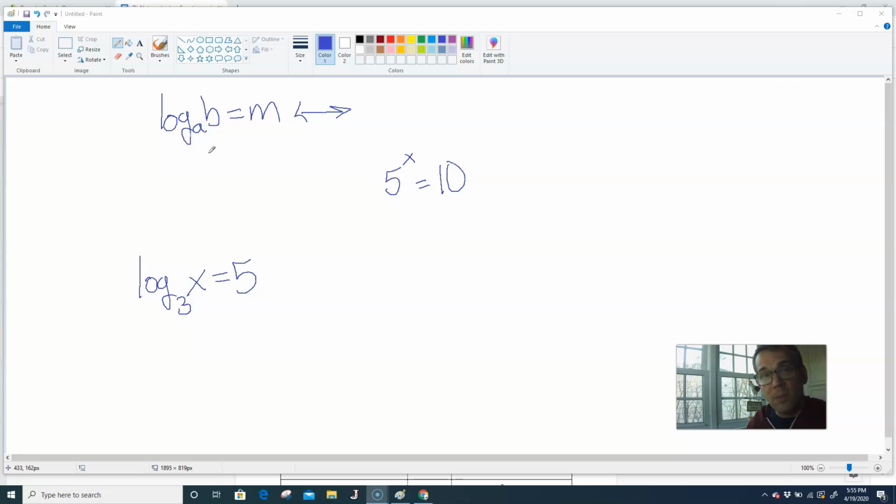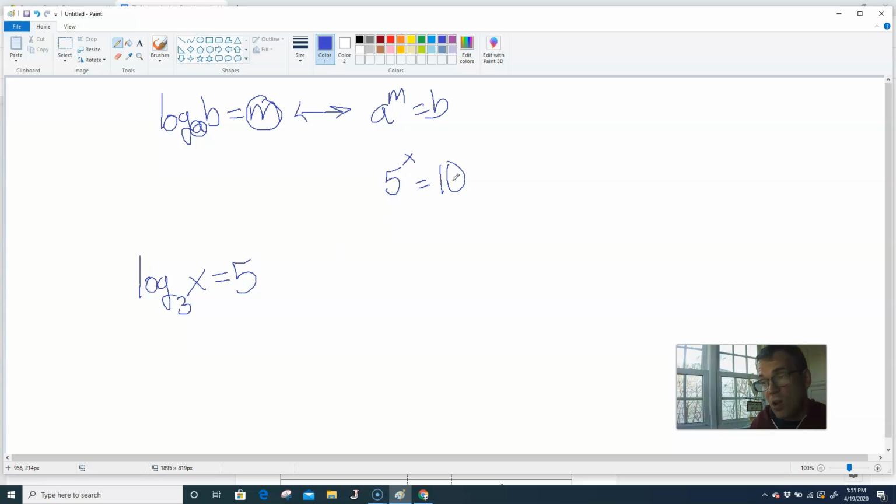From last week's work, if we had log base a of b equals m, the exponential form would be a to the m equals b, where a is the base, m is the exponent, and b is what it's supposed to equal. Anytime our unknown is in the exponent, we're going to switch to the log form, and anytime our unknown is in the log, we're going to switch to the exponential form.